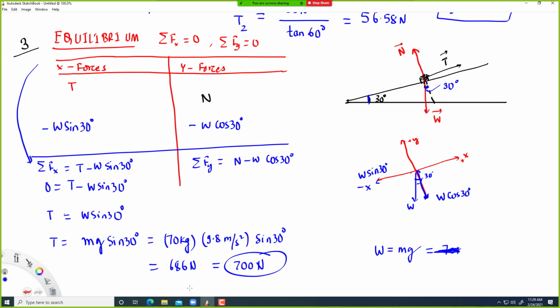So number 4 is similar to this one. Why don't you guys try number 4? Start with a free body diagram, then define coordinates and see what forces are involved, and then write the x and y forces. This is also a static equilibrium problem because the sled is at rest. It's not moving.